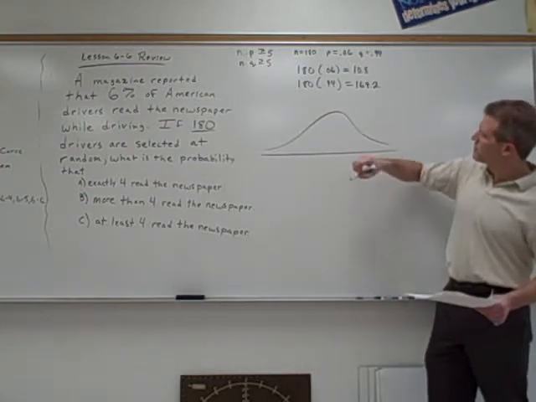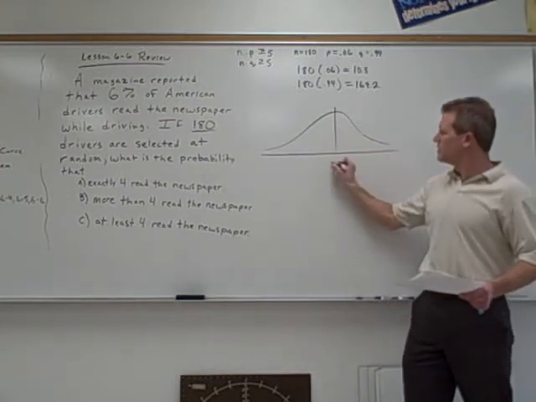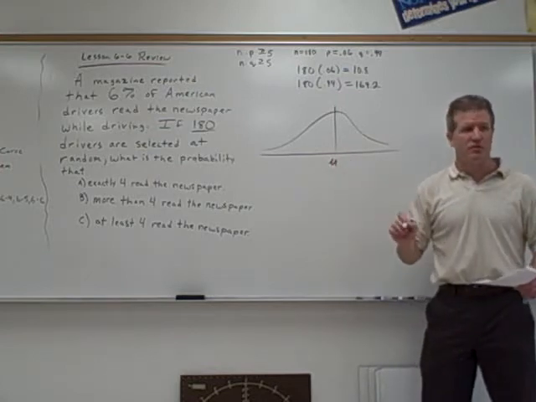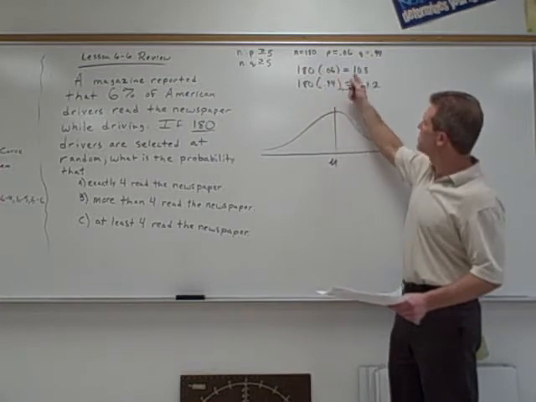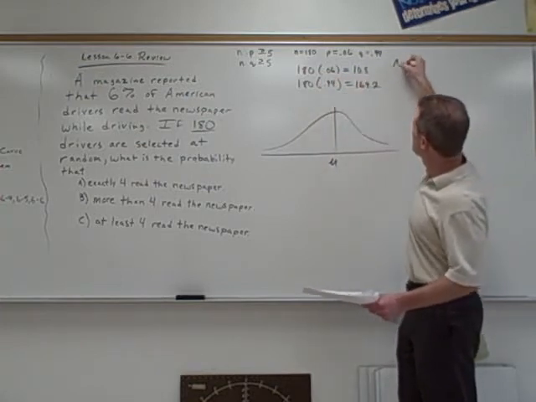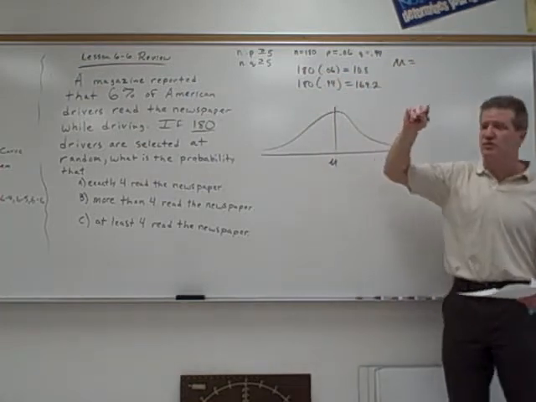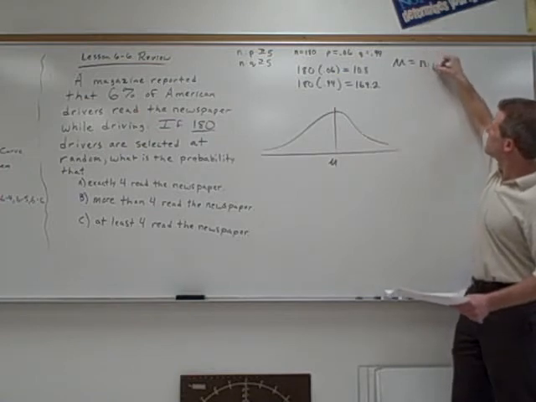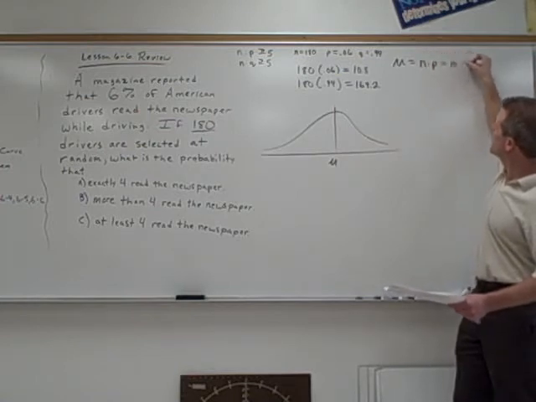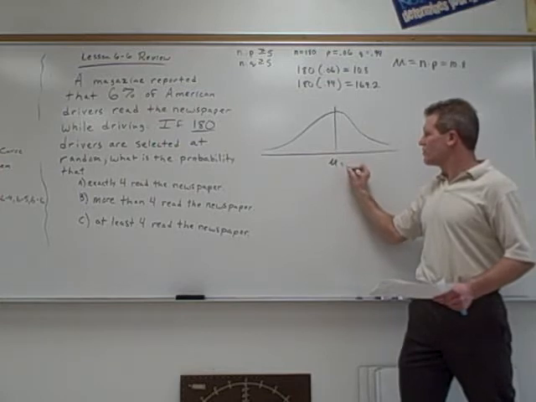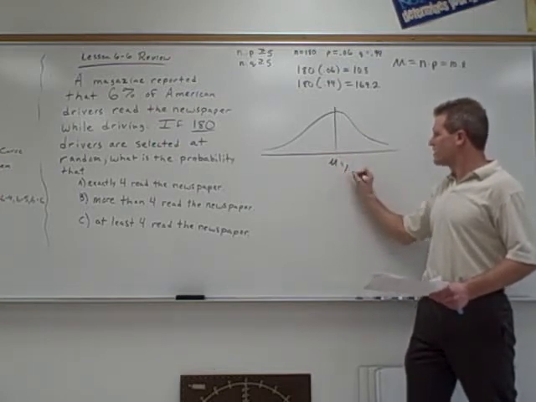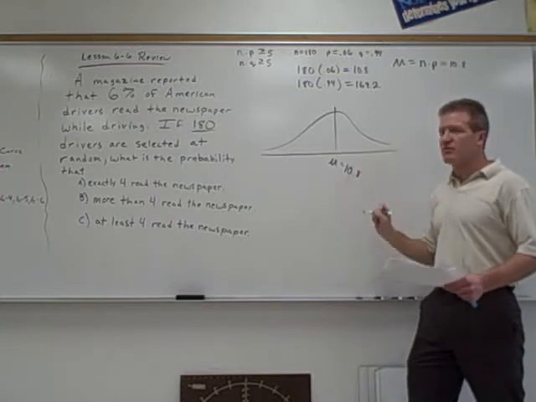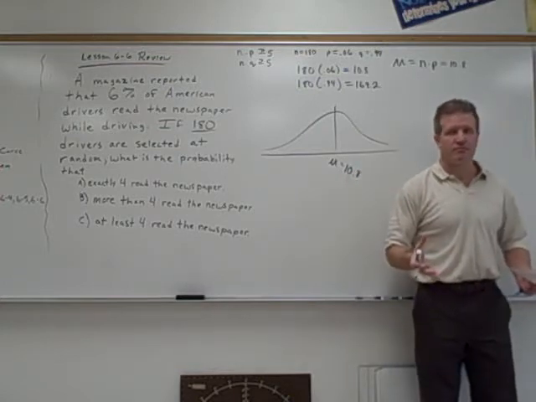The other thing we have to find is the mean. The mean is found by doing n times p. So right here where I did n times p, that's actually the mean. The mean is 10.8. Remember that the mean of a binomial distribution is n times p. In other words, if you have 180 drivers, on average, 10.8 of those drivers would read the newspaper while driving down the road.